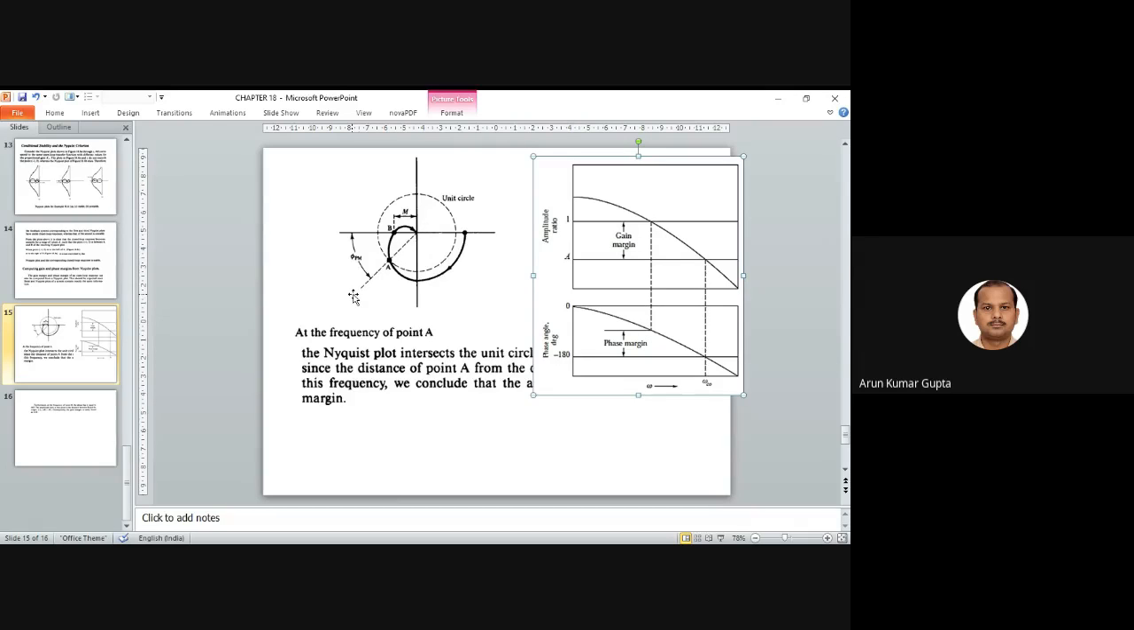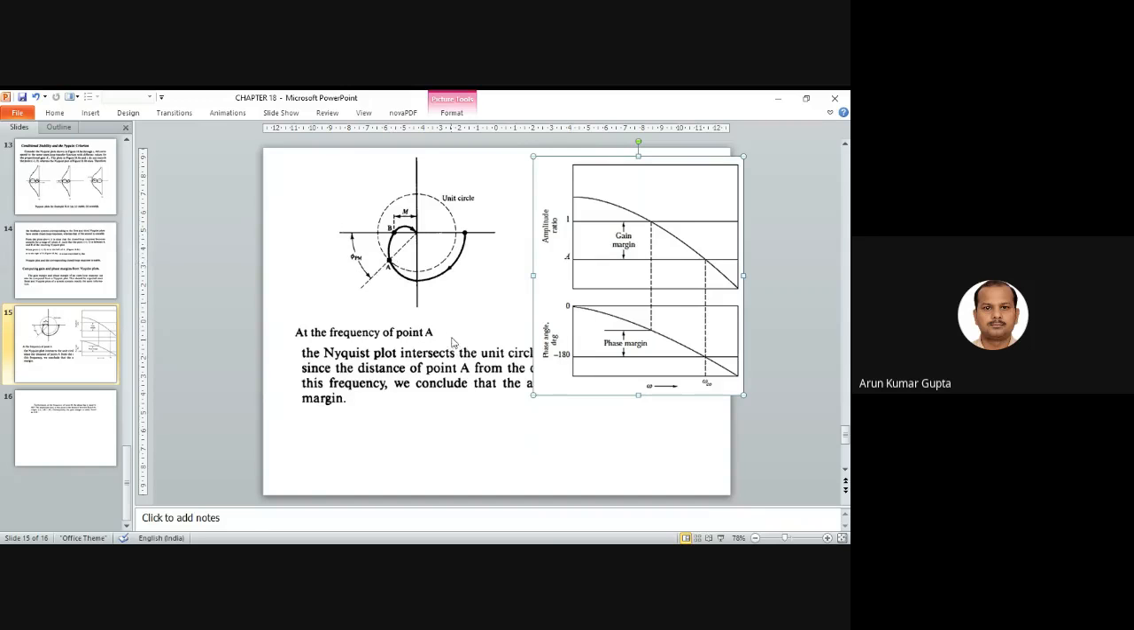So you draw the phase angle. The difference from minus 180 to this point is known as the phase margin. Now this is clear. The same way we are plotting the gain margin and phase margin as we already did in the Bode plot, right? So the difference from this to this is a phase margin, a gain margin. M is the gain margin, and phi is the phase margin.